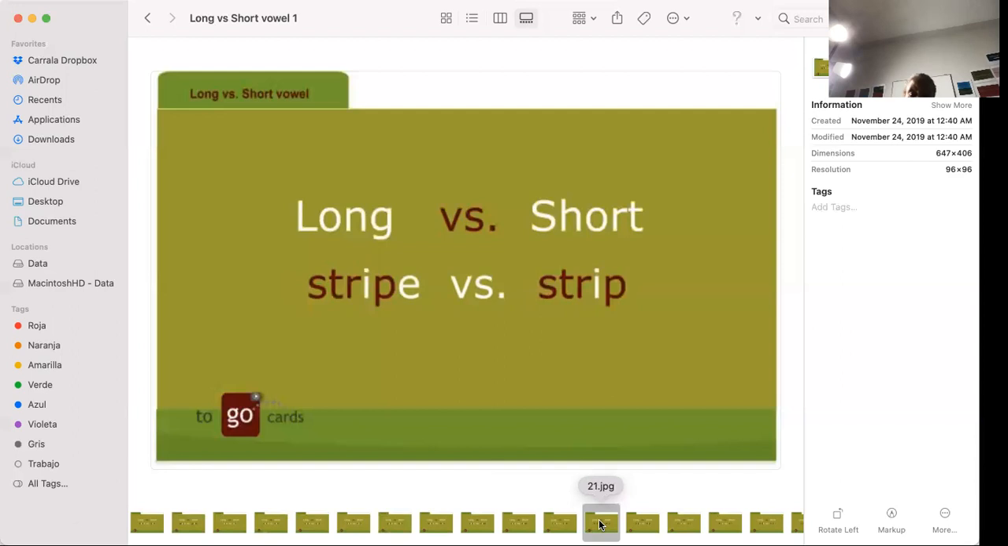Stripe, strip. Tripe, trip. Trip is okay. Well, it's not the most important word. Sight, sit. Sit is important, the verb to sit.